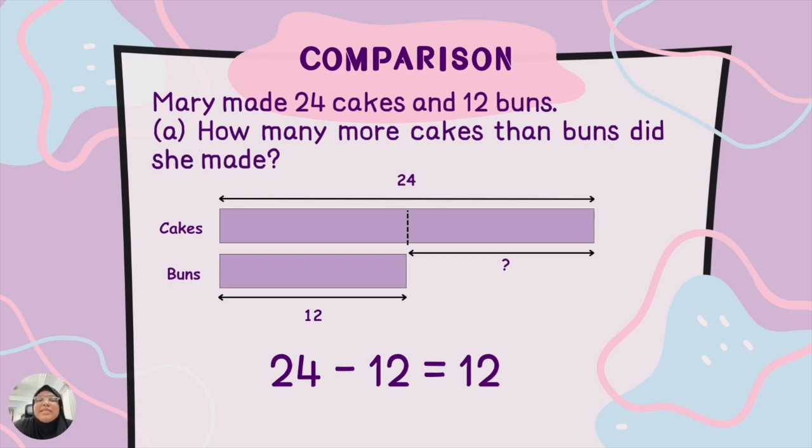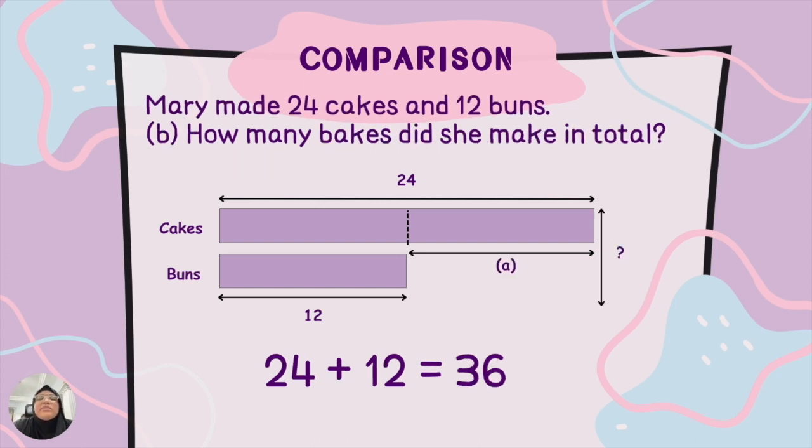So in this case, part A asks how many more cakes than buns did she make? She has cakes, that is 24, and buns, that's 12. So she will have to find the more part. This is the question mark. In order to find this question mark, it will be 24 minus 12, which equals 12. After the kids find out this portion, they can continue with part B.